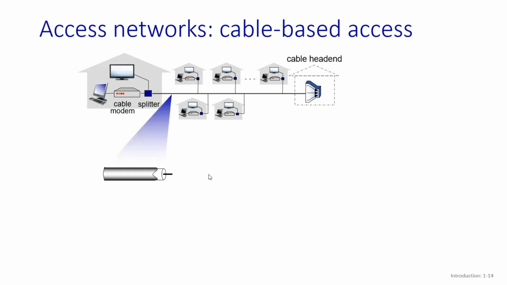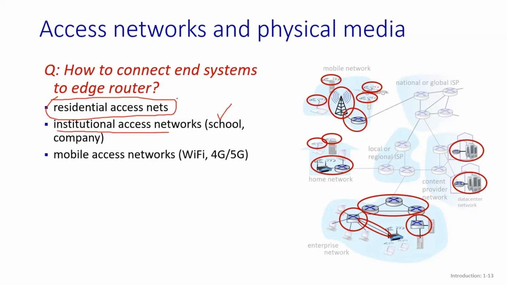We're now further talking about the access networks, starting with the residential access networks. As I've already told you, we'll now study how your homes are connected to the internet. How is the DSL modem, which is present at your home, connected to the internet or to the edge router of the network?